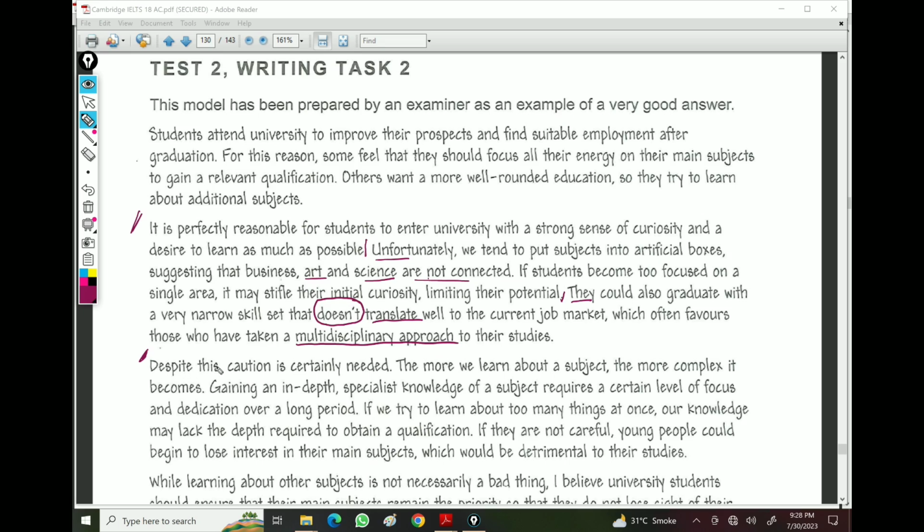Now let's go on. I'm reading this one. Despite this, caution is certainly needed. Now they're going to come towards the other side. Caution is needed. The more we learn about a subject, the more complex it becomes. It means the subject becomes complex. Gaining in-depth specialist knowledge of a subject requires a certain level of focus and dedication over a long period. It means they should only focus their studies. If we try to learn about too many things at once, our knowledge may lack the depth required to obtain a qualification.